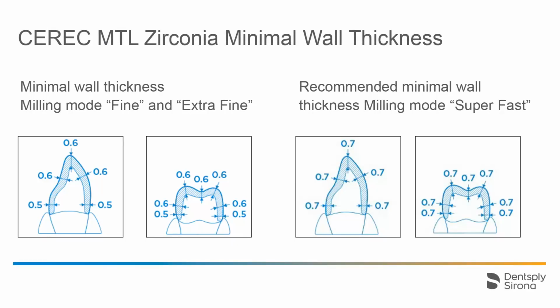First, we will provide an overview of the minimum wall thickness for crowns in the anterior and the posterior region. For the milling modes fine and extra fine, a minimal wall thickness of 0.5 respectively 0.6 millimeters, which is 500 respectively 600 micrometers, is required. However, for the milling mode superfast, it is recommended to increase the occlusal and radial minimal wall thickness to 0.7 millimeters, which is 700 micrometers. Detailed information about this topic is included in the CEREC MTL zirconia instructions for use.